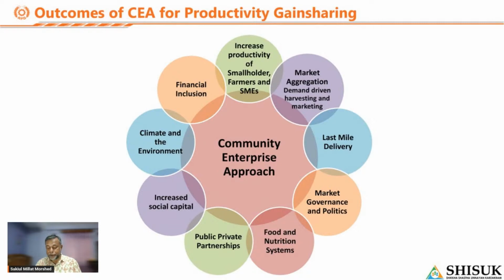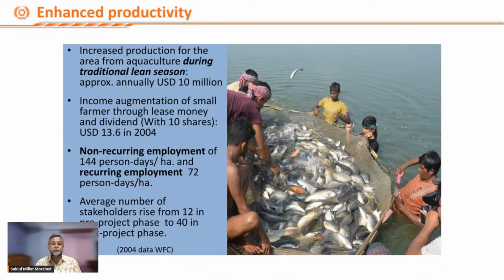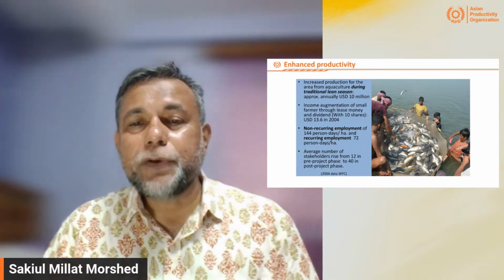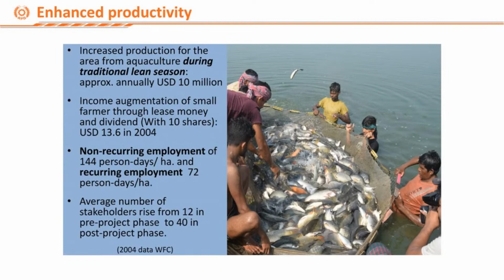Market governance and the politics are also handled by this, which is very important, because in many cases we see that the farmers' productivity has grown, but their benefit has not come back to them. So it is important how the market is governed by the farmers themselves, and this fits into that politics. As a whole, this community enterprise enhanced productivity and increased production.